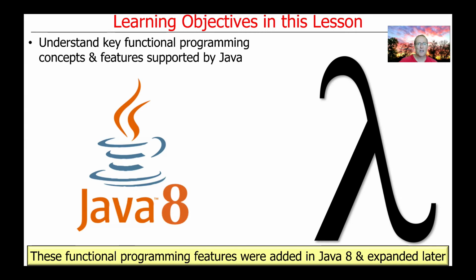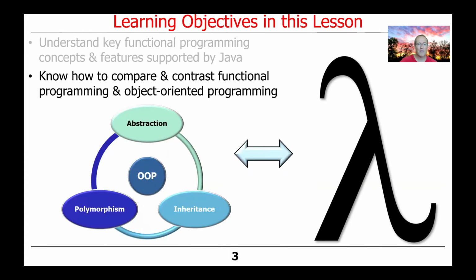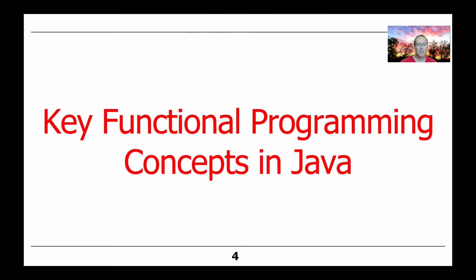And that's also relevant because those are the features that Android supports. Android does not support the later versions of Java. And I'll also compare and contrast functional programming with the more traditional object-oriented programming we've talked about.